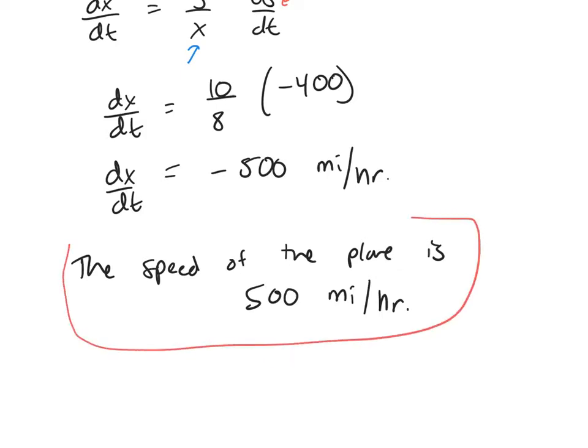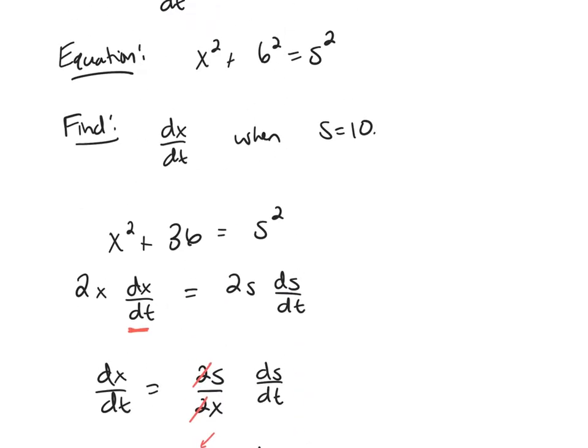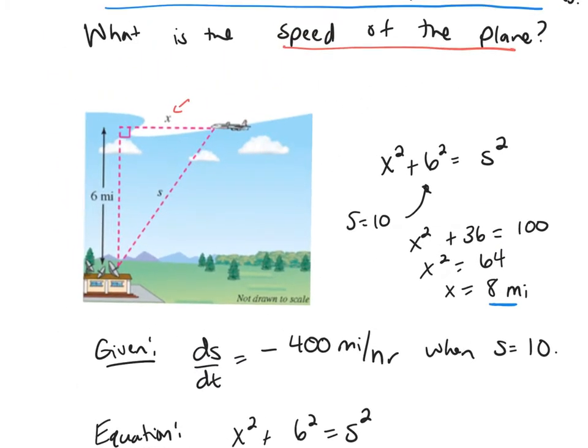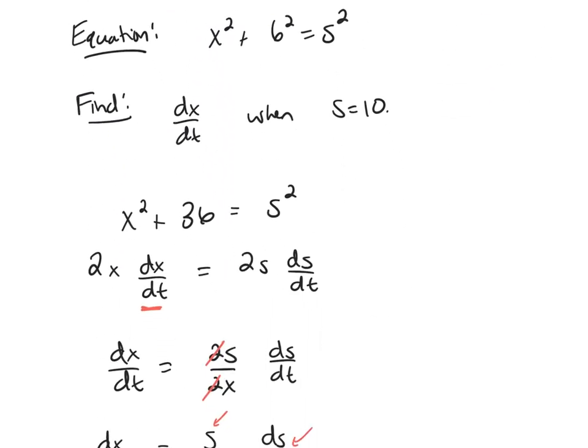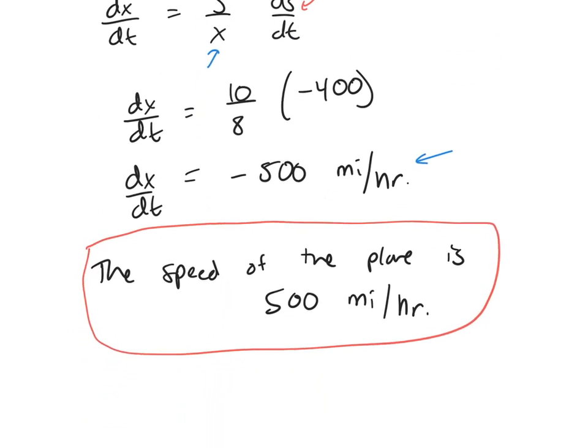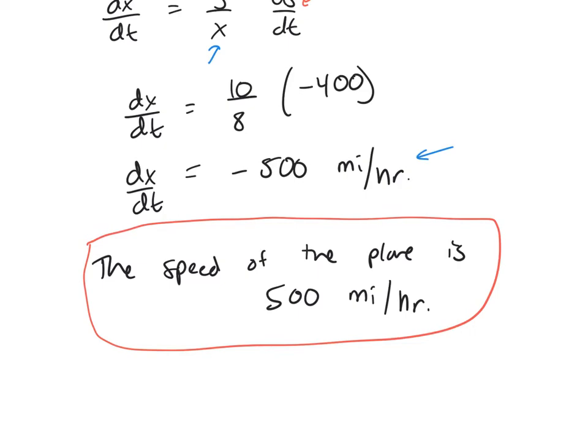So there's my answer. And it makes sense that we got a negative answer here, because if you go back and look at our picture, the plane is flying towards the radar tower, and so that distance, the measurement x, is going to get smaller because the plane is moving towards the radar tower, so dx/dt should be negative. Okay, so again, our answer was 500 miles per hour for the speed of the plane.